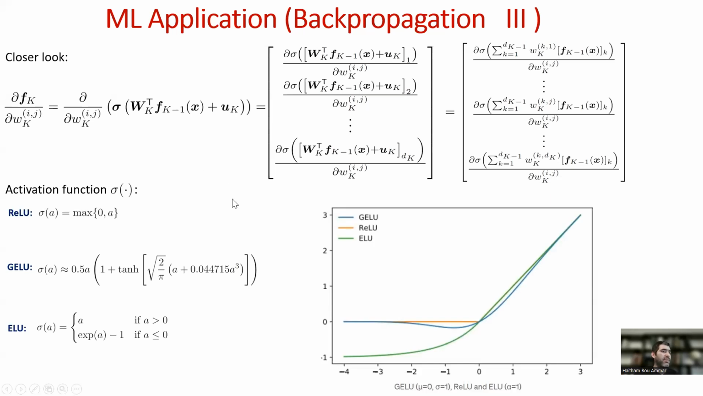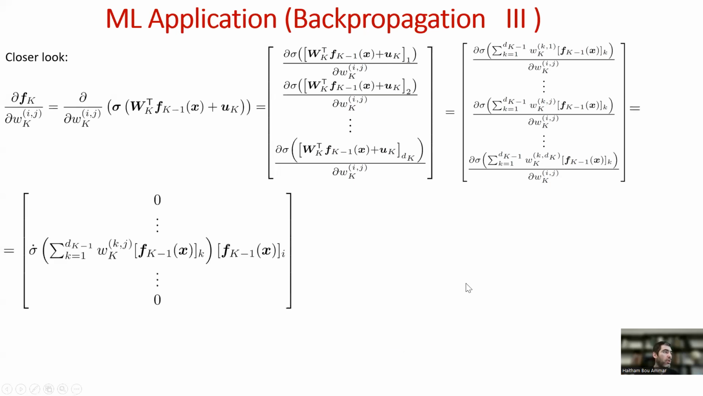Typically, these are the most popular choices of activation function used in machine learning. Specifically, this GLU function is the one used in transformers nowadays. Most of them are differentiable. With ReLU, it's not differentiable at just one point, but everywhere else it is differentiable. So in order to compute these derivatives, we need to take the derivative of the activation function and multiply it by the derivative of the input of the activation function with respect to that parameter.